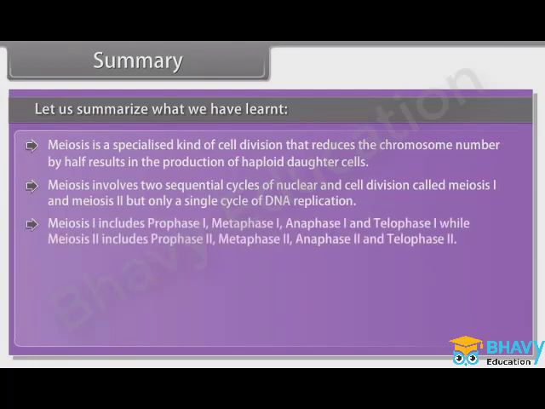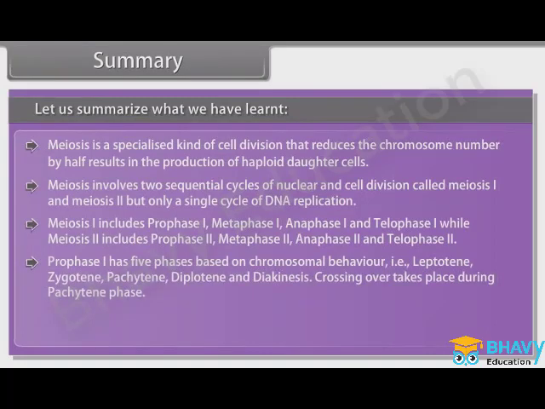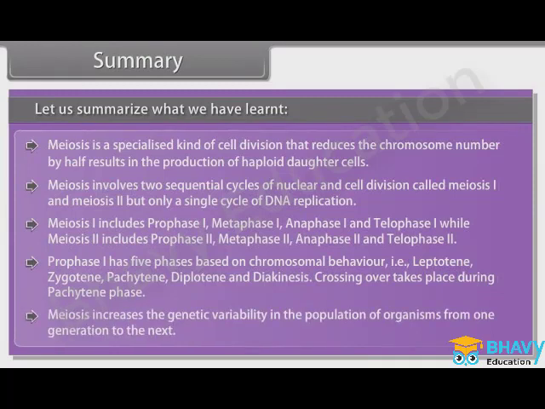Meiosis I includes prophase I, metaphase I, anaphase I, and telophase I, while Meiosis II includes prophase II, metaphase II, anaphase II, and telophase II. Prophase I has five phases based on chromosomal behavior, that is, leptotene, zygotene, pachytene, diplotene, and diakinesis. Crossing over takes place during pachytene phase. Meiosis increases the genetic variability in the population of organisms from one generation to the next.